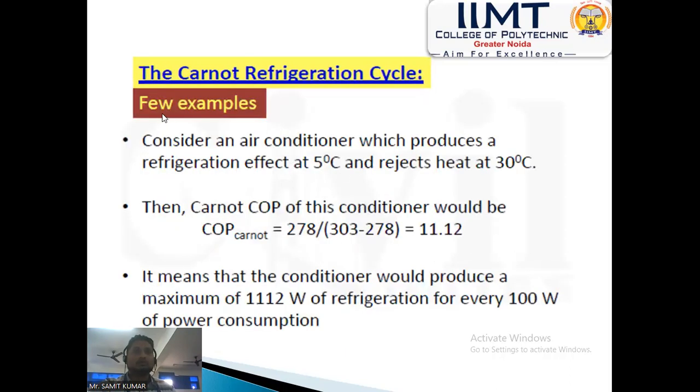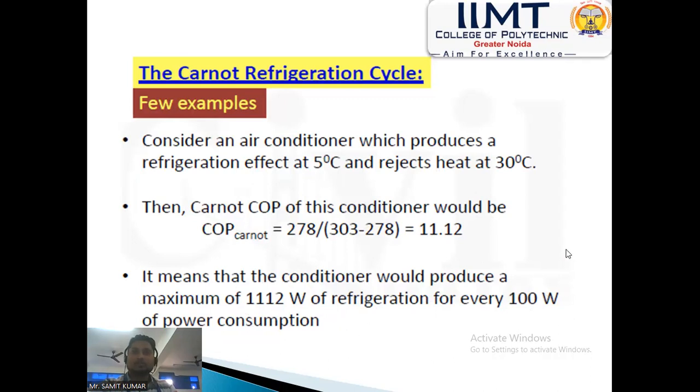Now let us take a few examples of the Carnot refrigeration cycle. Consider an air conditioner whose refrigeration effect is at 5 degrees and which rejects heat to the surroundings at 30 degrees. After calculating the Carnot COP, we get 11.12. It means we can conclude that if 100 kilowatt of power is consumed, then it will give 1112 watt.